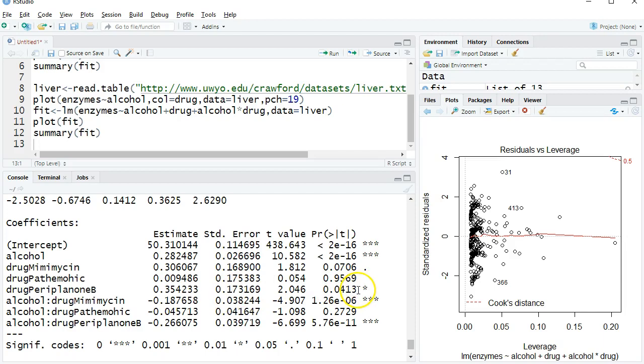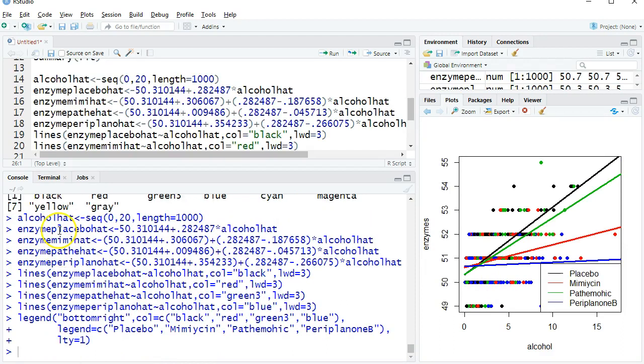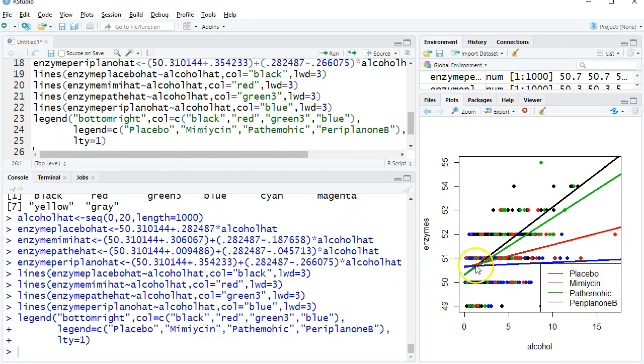We'll talk about how that works later. Does the different drug affect the slope? In other words, does the alcohol interact with the drug to change the enzyme level? And for this pathomoic drug, no, not so much. But the other 2 drugs, yes, there is a change. So I could draw these lines if I wanted on top of this original graph to help you see what I'm talking about. So I make my X hat and I make a different Y hat for each of the 4 different categories. And where these numbers come from, don't worry about it right now. Just know that that means I can plot these lines on here. I even put a legend so I can talk about it.